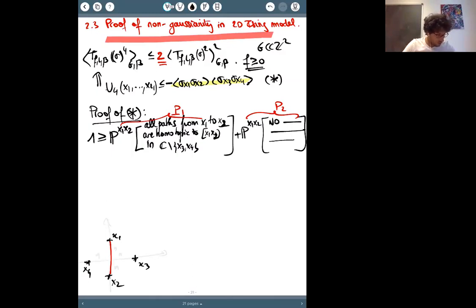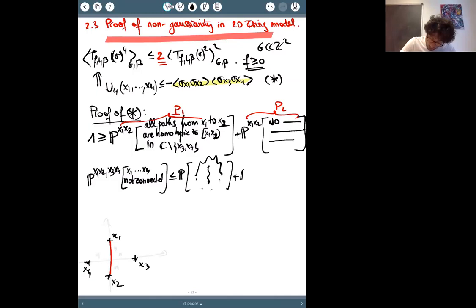Okay, but now the probability for x1, x2, x3, x4, that x1 up to x4 are not all connected, I claim that for that to occur, I need either to have something that looks like that, or to have something that looks like that. What do I mean by these drawings? I mean that in the first current, all paths are homotopic to the segment, and in the second current, no path is homotopic to the rotated segment. Or the opposite, maybe in the first current, no path is homotopic to the segment, and in the second current, all paths are homotopic.